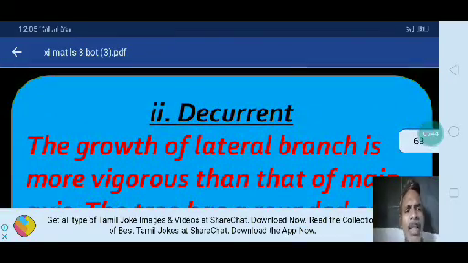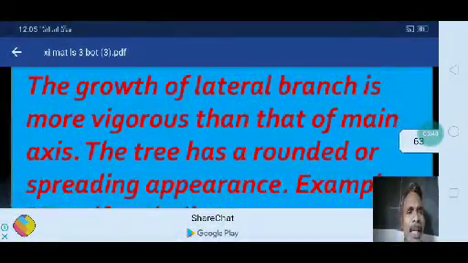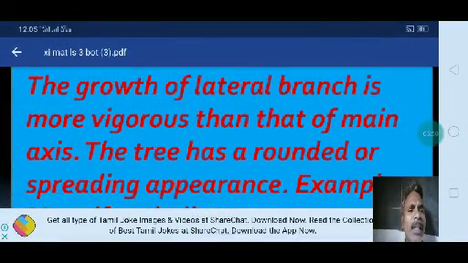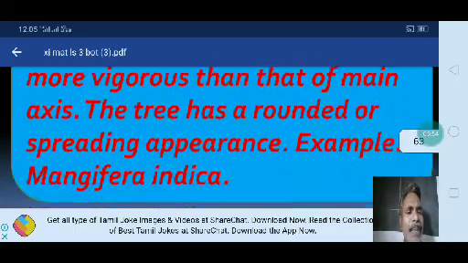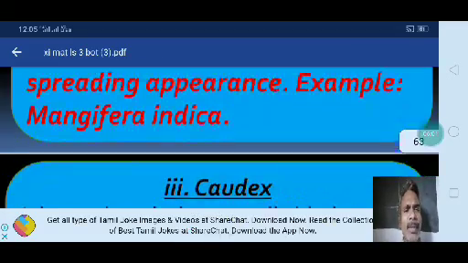Okay, decurrent. The growth of the lateral branches is more vigorous than that of the main axis. The tree has a rounded or spreading appearance. Example, Mangifera indica, mango tree. This tree also presents a spreading appearance.